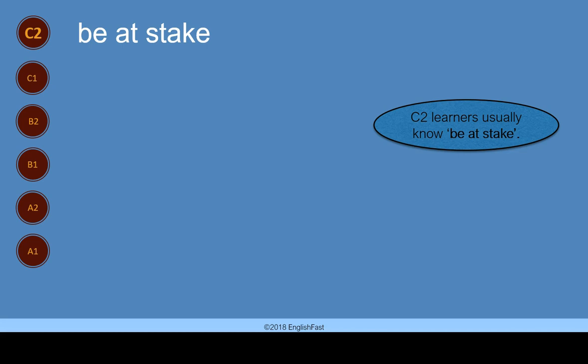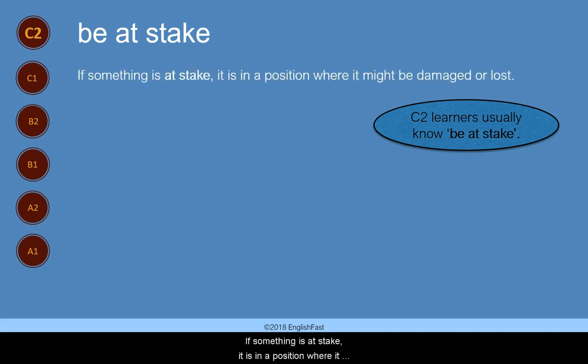Be at stake. C2 learners usually know be at stake. If something is at stake, it is in a position where it might be damaged or lost. Here are some examples.